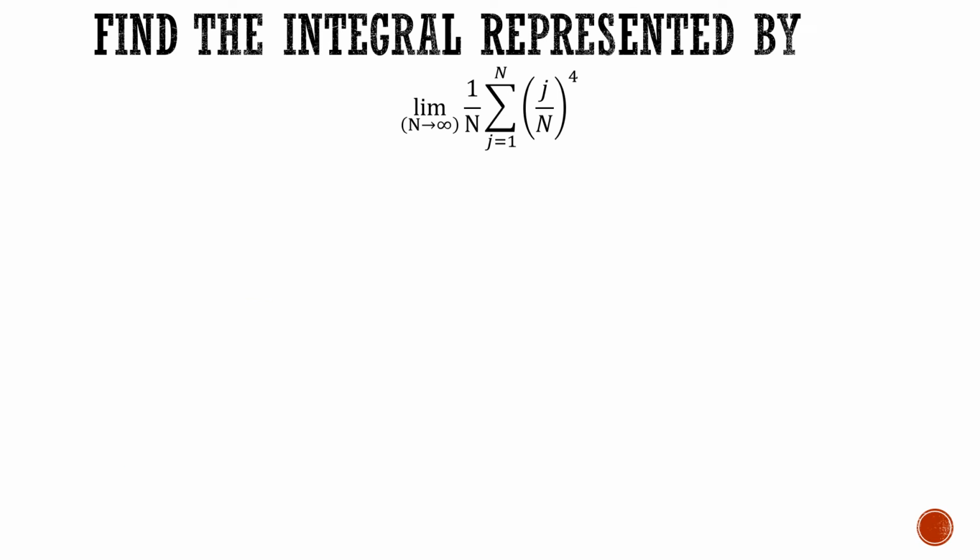Alright, so the next thing is a little bit different. They want us to find the integral representation of the summation. And it's different because they didn't actually write the summation out for us. They're giving it to us in a condensed summation form. So we have the limit as n approaches infinity, which tells me that I'm integrating because I'm getting all my little rectangles and adding them all up, of 1 over n, summation from j equals 1 to n, of j over n to the fourth.